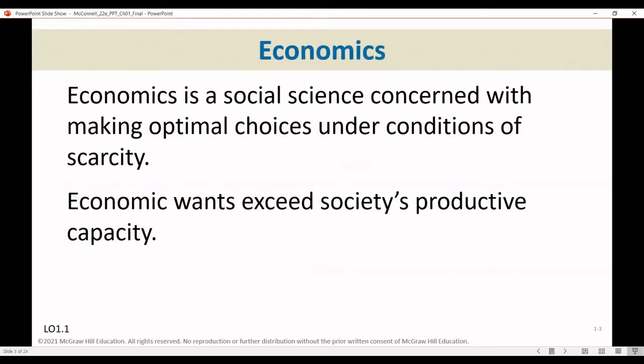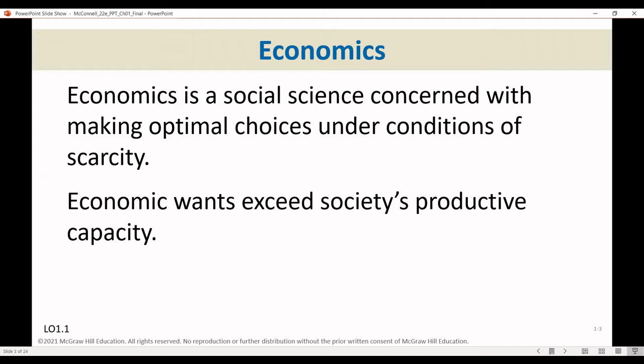So what is economics? We define economics as a social science concerned with making optimal decisions under conditions of scarcity. Basically, what we try to say here is there's a limitation. The resources are limited, so we have to make good use of them. So anytime we make a decision using scarce or limited resources, we have to make sure that we make the best possible choice based on the information we have in front of us.